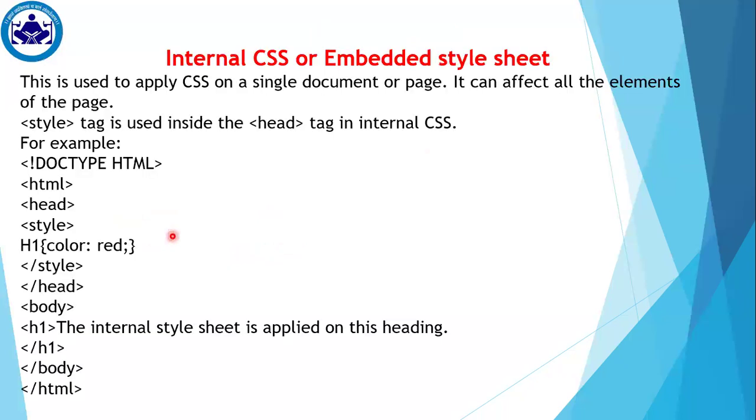The second type of CSS is internal CSS or embedded style sheet. Now here this style word is used as a tag. In the previous one, that is inline, we used style as an attribute of a tag. Here, the style becomes itself a tag. So this is used to apply CSS on a single document. Let us see the example.